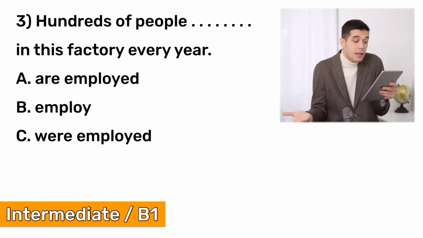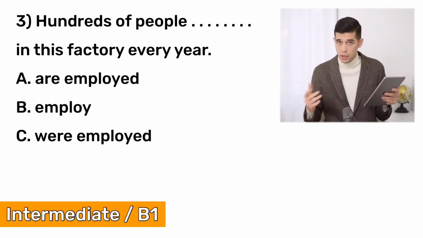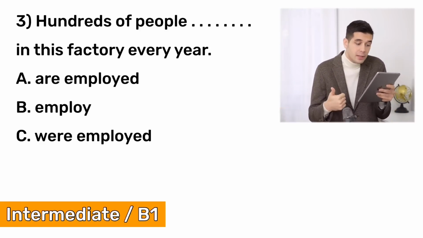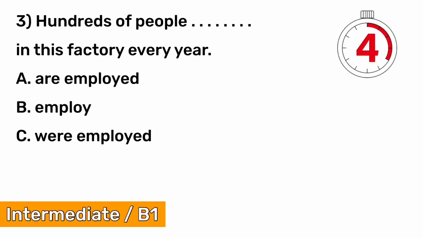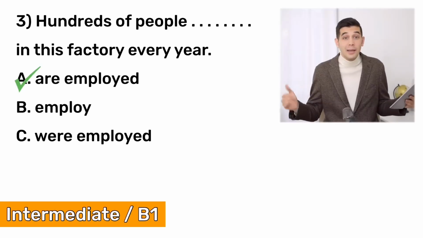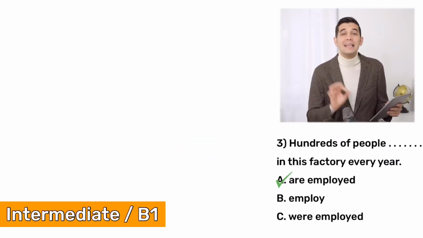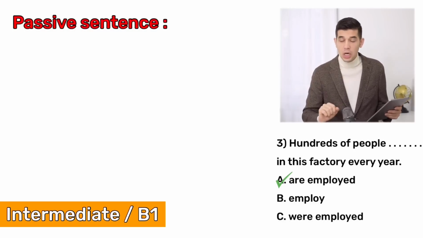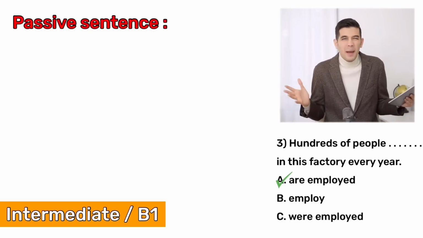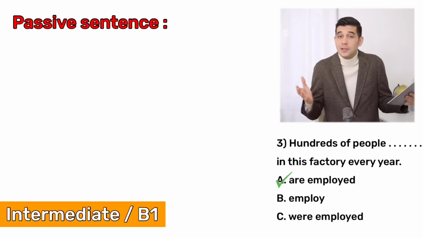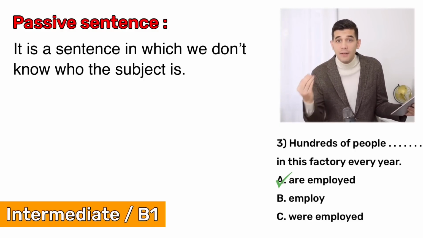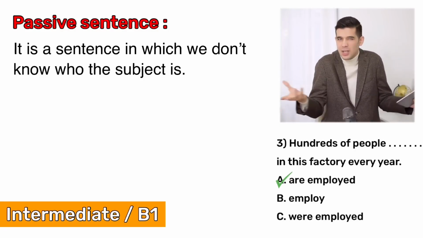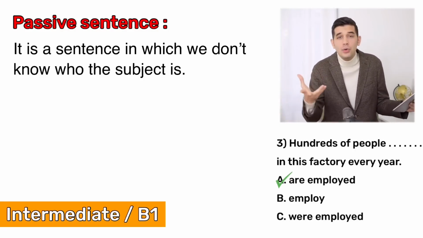Hundreds of people in this factory every year are employed, employ, or were employed. Are employed, but why? This is a passive sentence. Let's talk about passive voice. What is a passive sentence? A passive sentence is a sentence in which we do not know the agent of the sentence. The agent is the subject of the sentence. We don't know who did it.